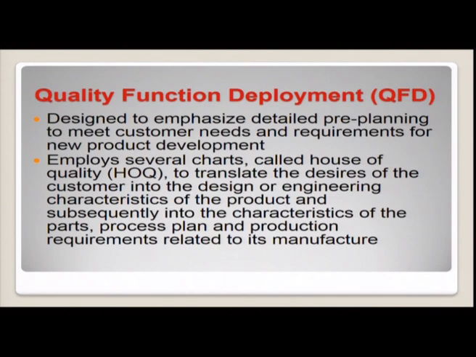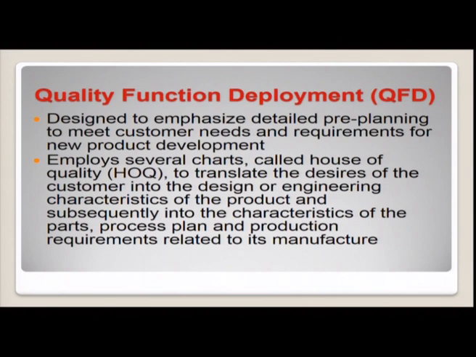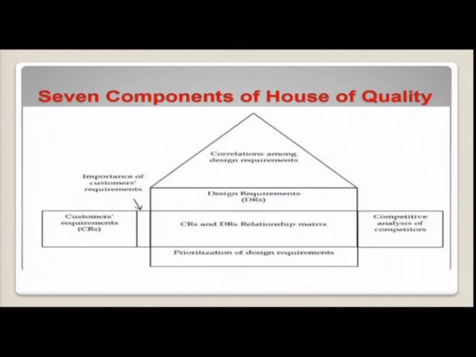So in olden days people were using this quality mainly for the production environment. The manufacturing companies mainly depend on qualitative products. They wanted to deliver quality in their work, quality in their products. So that is where the QFD came into existence. So then now let us see the 7 components of the house of quality.